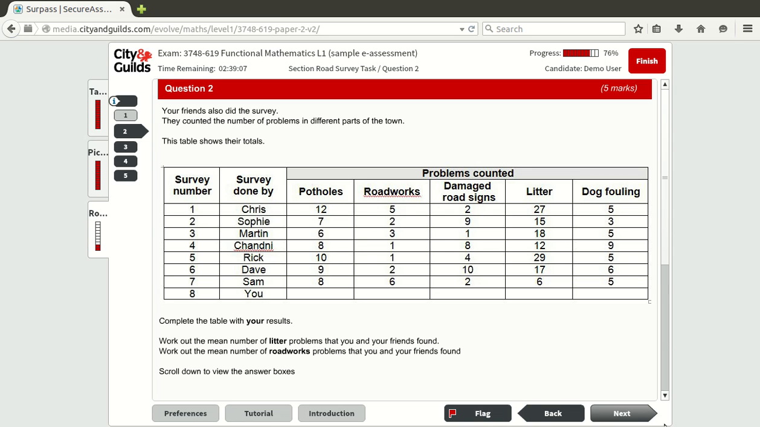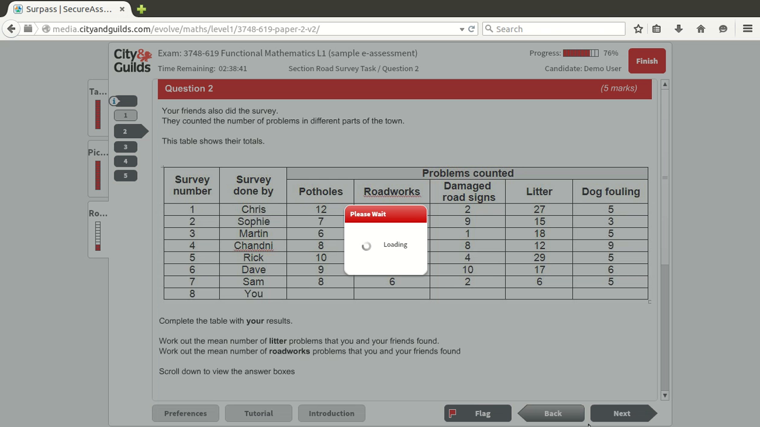Right, so we need to put our answers. Your friends also did the survey. They counted the number of problems in different parts of the town. This table shows their totals. So now we need to enter in our results here. Our results are what we just did a while ago.